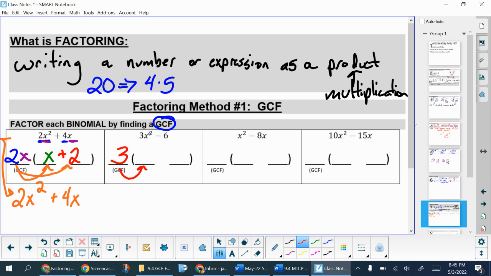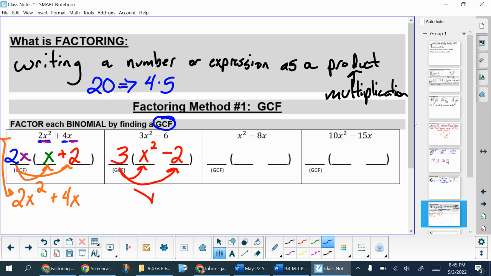Now what I want to look at is, well, what do I have to multiply by? 3 times what would make 3x squared? Well, I've already got the 3. I just need to multiply it by the x squared. And then I can go back and say, okay, well, 3 times what would make negative 6? Well, I need to take a positive times a negative to get a negative, and 3 times 2 makes 6. So I know it has to be minus 2. And again, you can distribute that back and check. 3 times x squared is 3x squared. 3 times negative 2 is negative 6. We did.